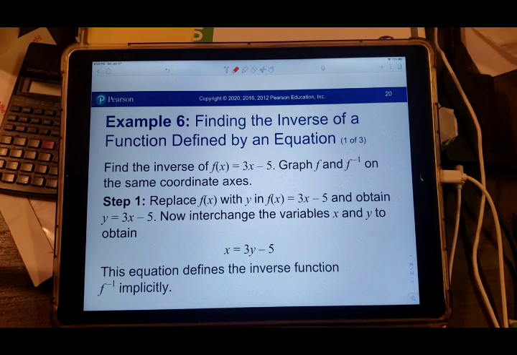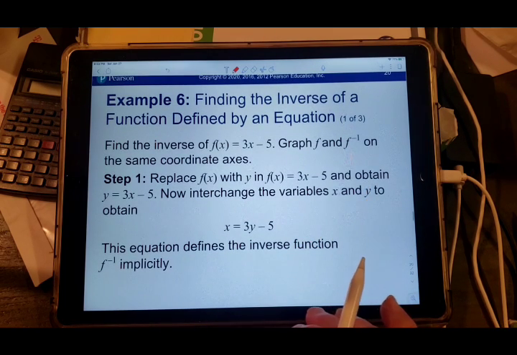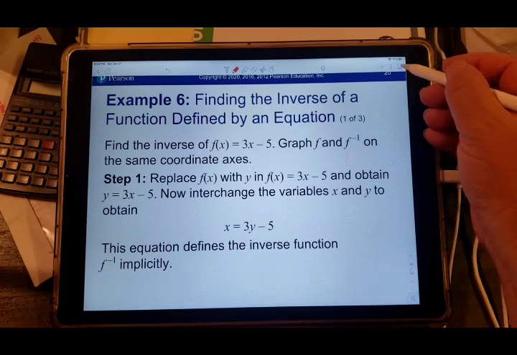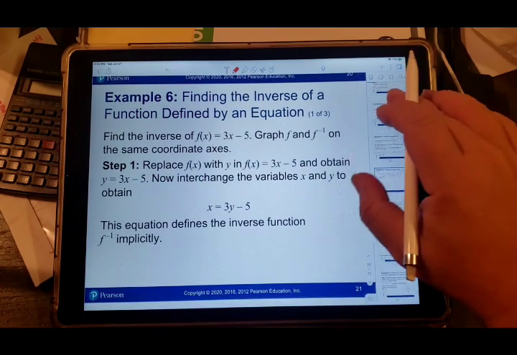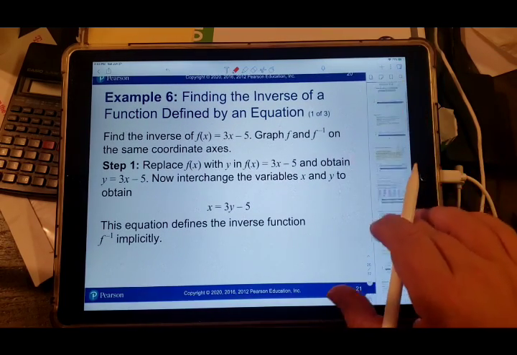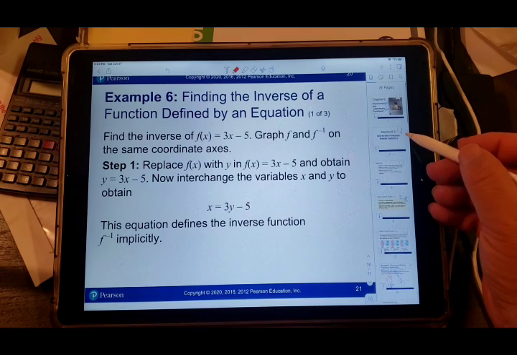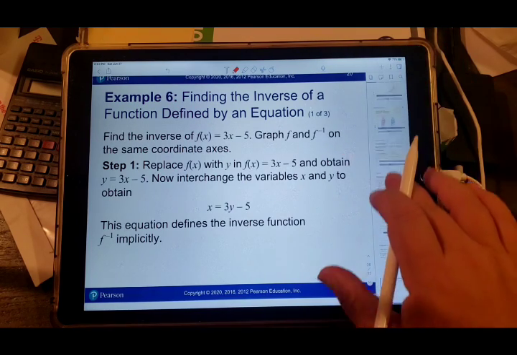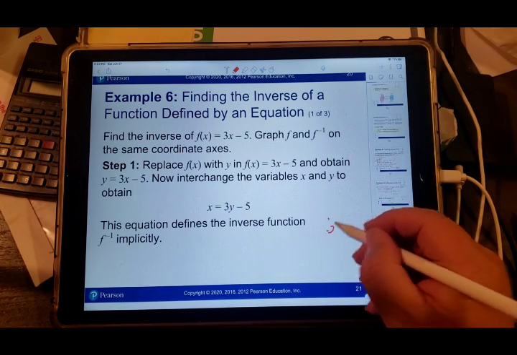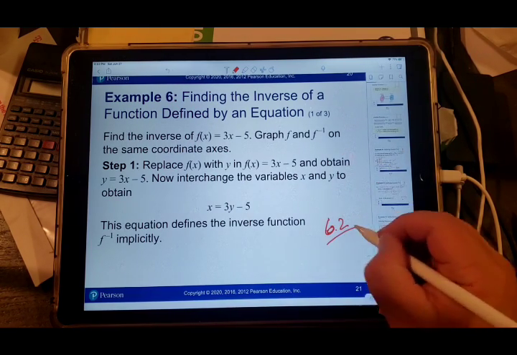Finding the inverse of a function defined by an equation. Yeah, I'm going to pause this because it's a pretty big deal right here. So I'll pause this one, and we'll pick up on the next video. So just to review where we are here: this is section 6.2, and there'll be a part 2 to this.